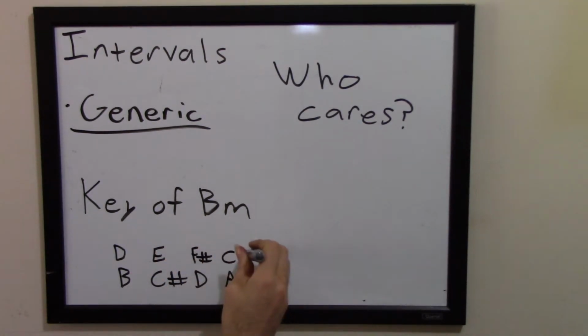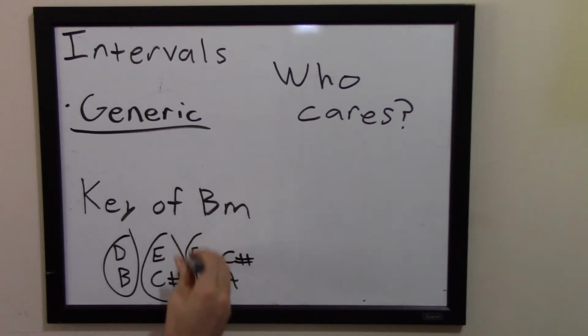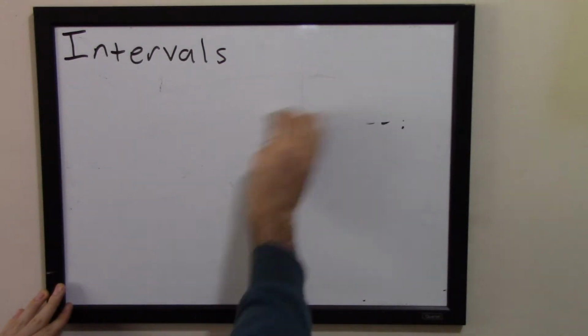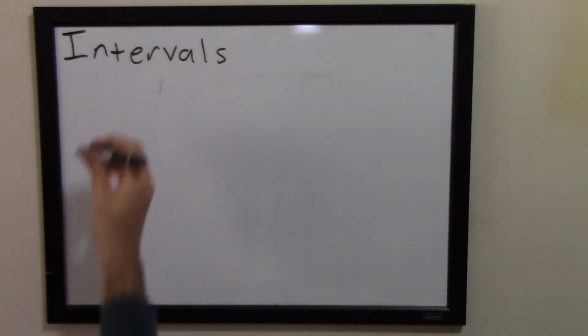And that would make sense. You're going to sing the notes that are a generic third above what I'm singing, but it will be the notes that fall within the B minor scale. So this can be used practically. This does have a little bit of practical application.